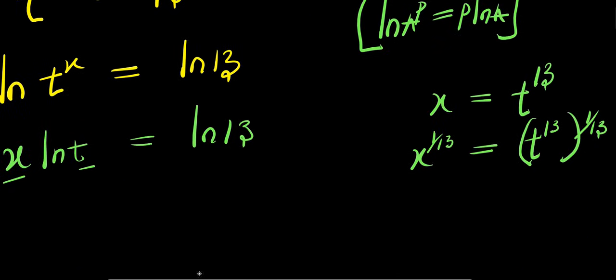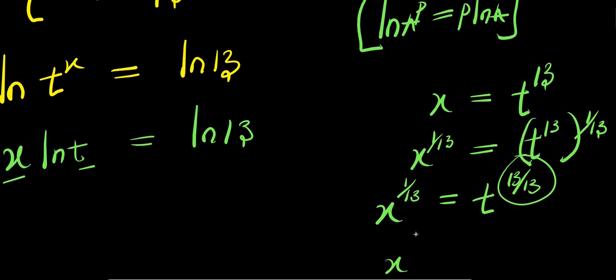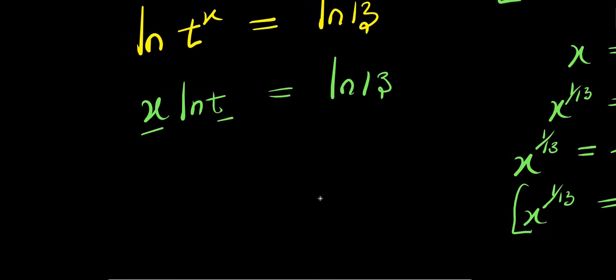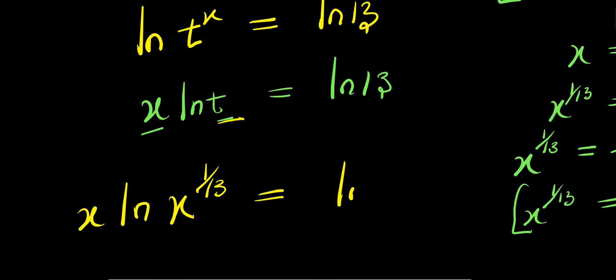So from here, I have x power 1 over 13 equals t power 13 times 1. 13 divided by 13, that is 1. x power 1 over 13 equals t. So that means x power 1 over 13 equals t. I have x times ln, instead of writing t here, I have x power 1 over 13, and this equals ln 13.